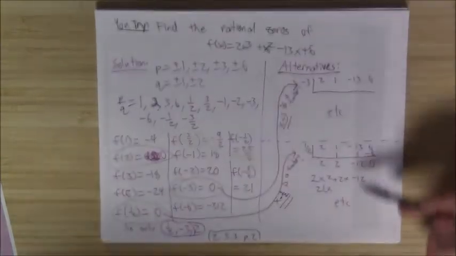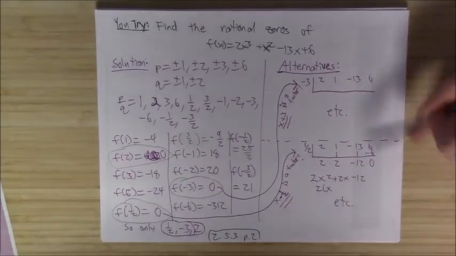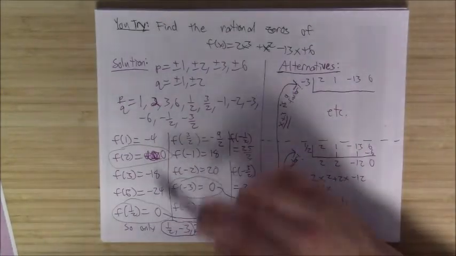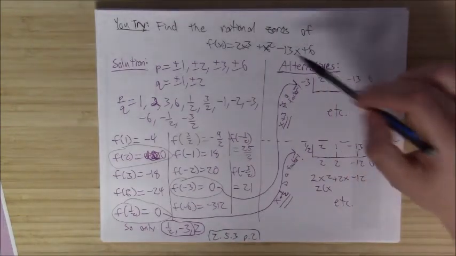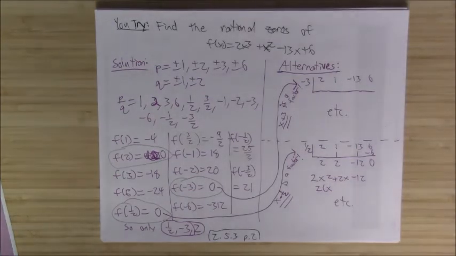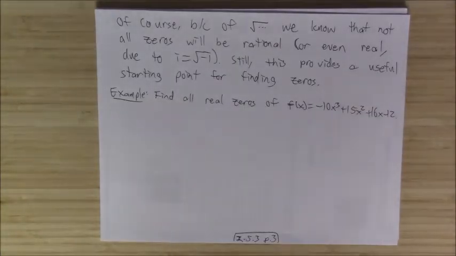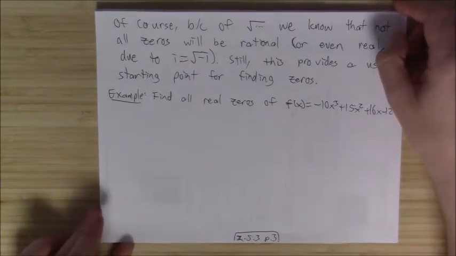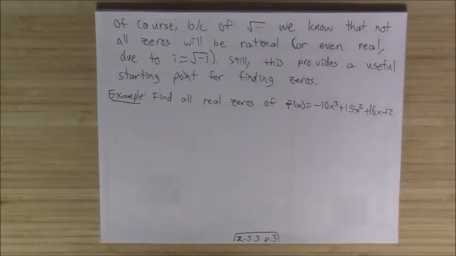Another thing you could do, and I didn't want to go through all the steps to do it, is once you find one of them, you could divide out by it. That would give you a quadratic, and you can always solve that quadratic for the other two. Those alternative approaches are useful because in general, because of square roots, for example, not all zeros will be rational.